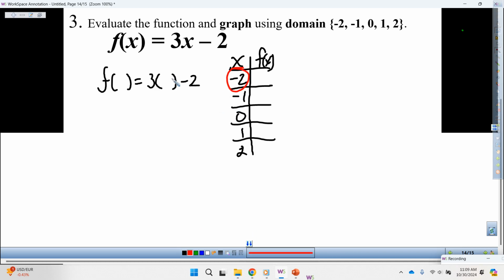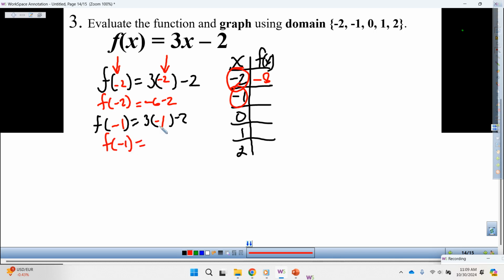All right, here we go. So, -2, we substitute that in here and in here. Is that correct? So we end up with f of -2. The left side stays the same, and we just work on the right side. This is -6 minus 2, which is -8. Let's do it again. Next value is -1. Left side stays the same. 3 times -1 is -3 minus 2. That's -5.